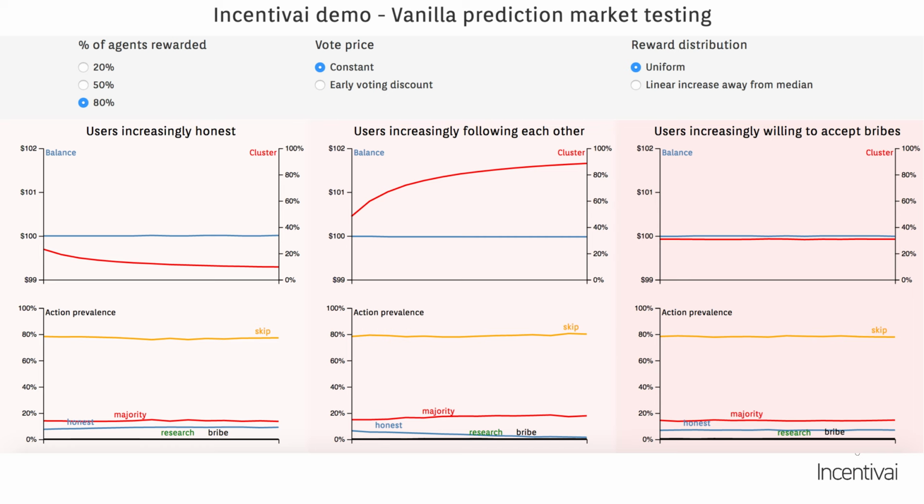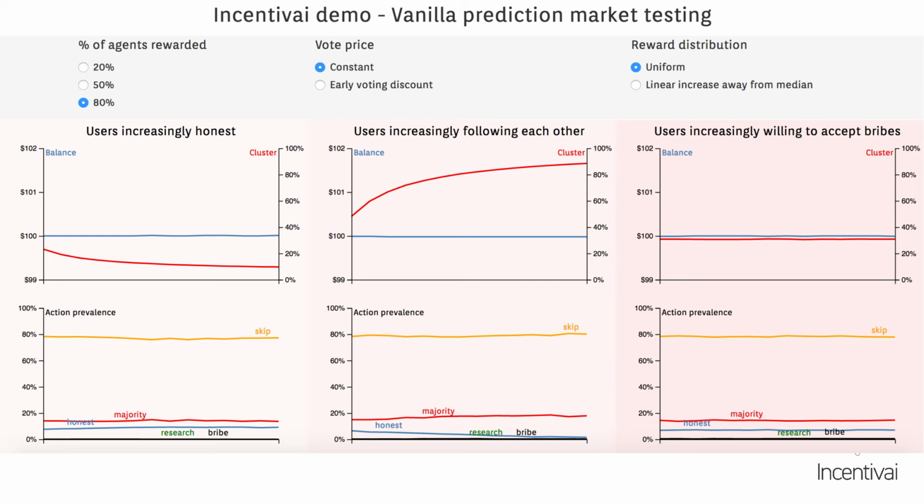So in this column, on the x-axis, users are assumed to be increasingly honest, so increasingly likely to behave honestly, which is to vote according to their own private knowledge. That's increasing on the x-axis. Here, what's increasing on the x-axis is how likely users are to just follow other users, so kind of be lazy and just copy what everyone else has done. And here on the x-axis, users are more likely to accept bribes.